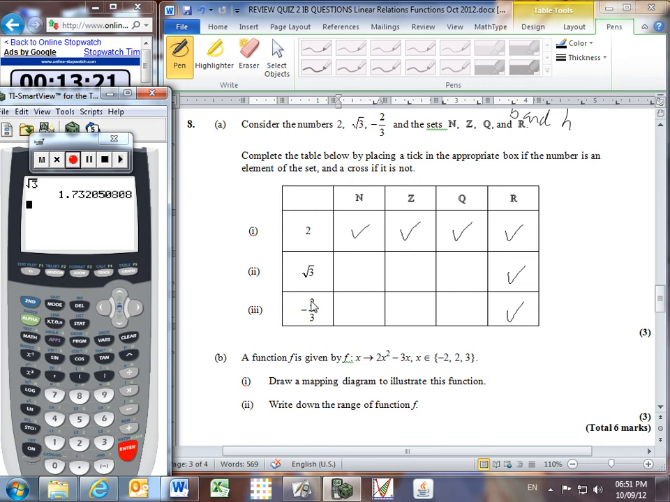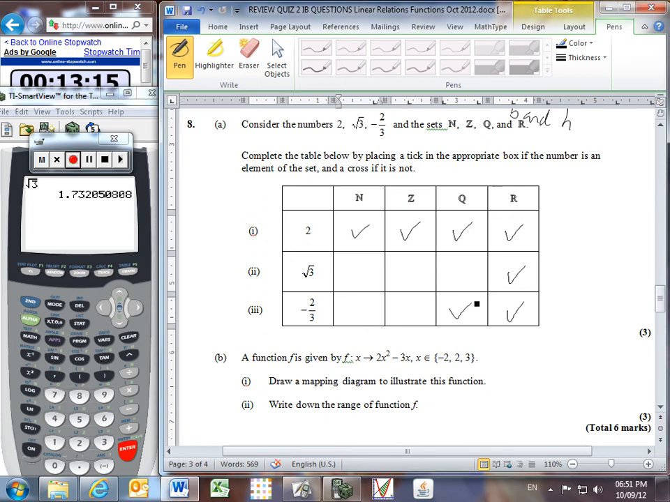And negative 2 over 3, well, clearly it's not a whole number, nor is it an integer, but certainly it can be expressed as a fraction. And so there's your answer to part A.